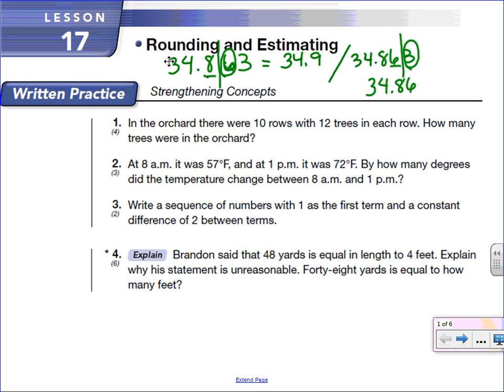In the orchard, there are 10 rows with 12 trees in each row. How many trees were in the orchard? This is an equal groups problem, which we learned in lesson 4. And in equal groups, you have the number of groups, which is 10 rows in this case, times the number in each group, or the number in each row. And 10 times 12 is 120. 1 times 12 is 12, and then you put the 0 on at the end. 120 trees were in the orchard.